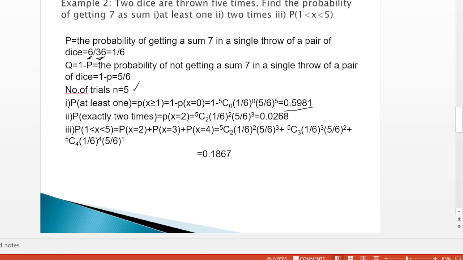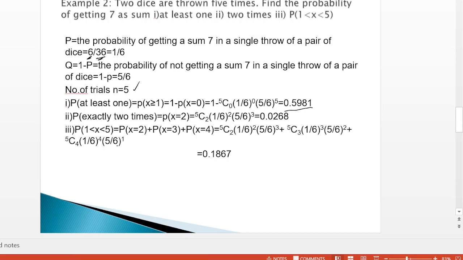Probability of exactly 2 times. Here x takes the value 2. Substitute all these values in the given formula. Then we have 0.0268 as the probability of getting exactly 2 times.